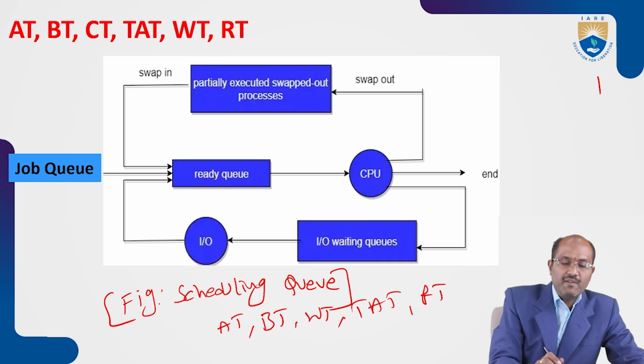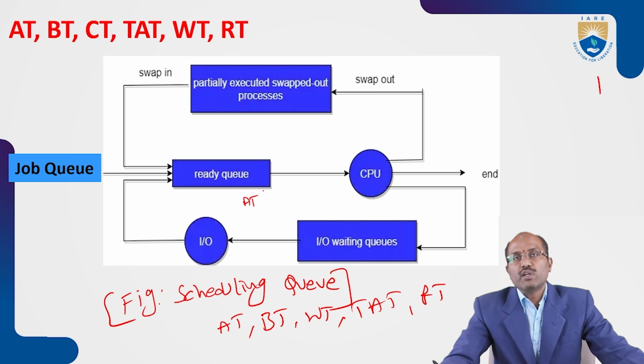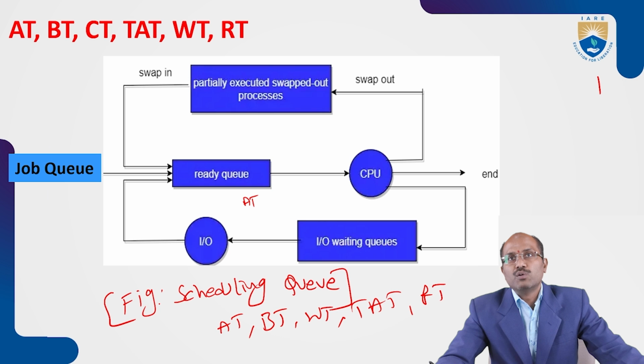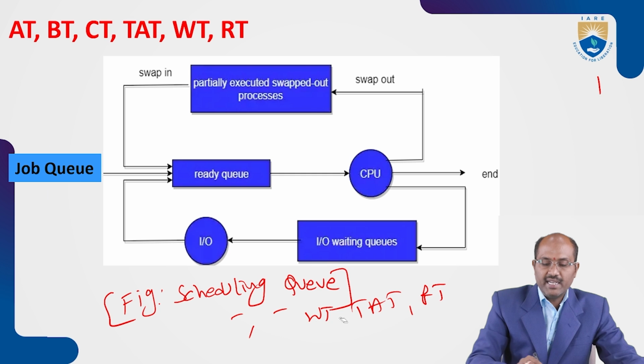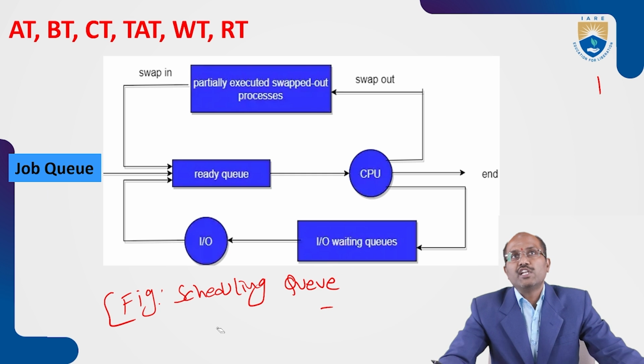When a process arrives in the ready queue, immediately we calculate the arrival time. Then we calculate burst time once it is submitted to the CPU. Then once the process is swapped out and swapped in again, we calculate turnaround time, waiting time, and response time. All scheduling algorithms, either first come first serve, shortest job first, round robin, longest remaining time first, or longest job first, are executed as per this scheduling queue diagram.